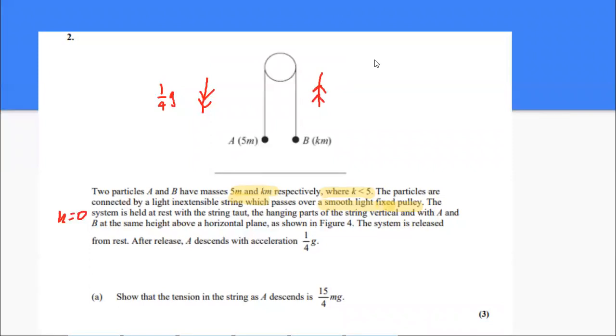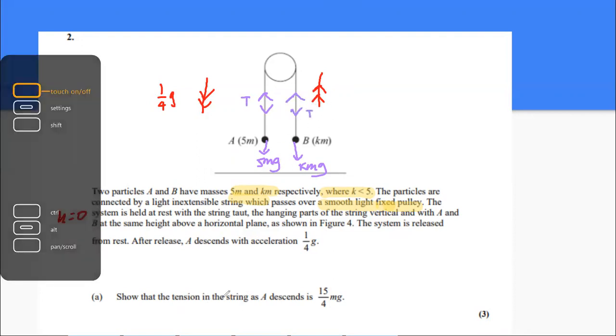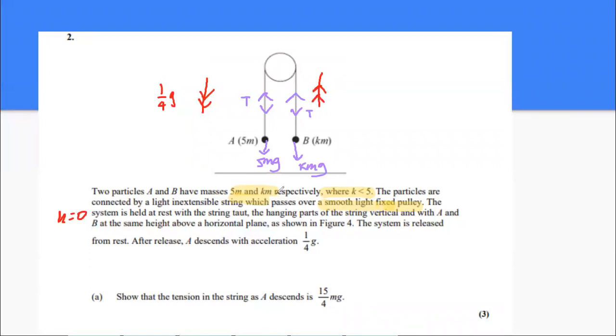I'm just going to add on my forces here. I'm just going to put in 5mg and kmg, and I also have my tension, which is going to be the same throughout, so I'll call them both T. Show that the tension in the string as A descends is 15/4 mg. Okay, so part A, 15/4 mg.